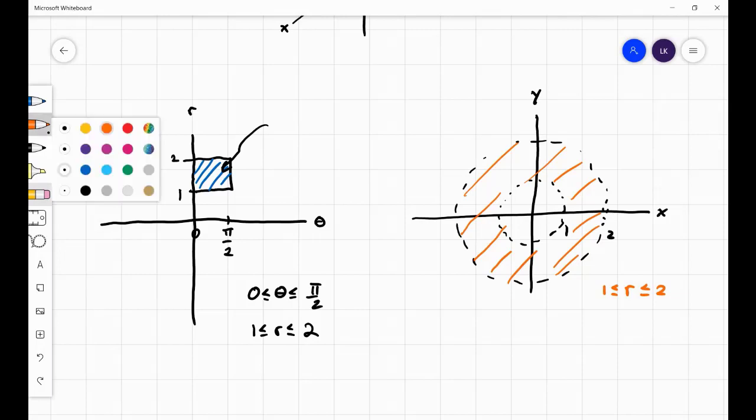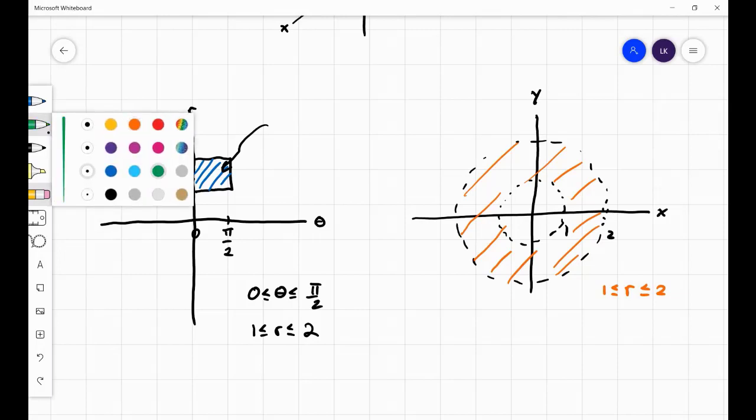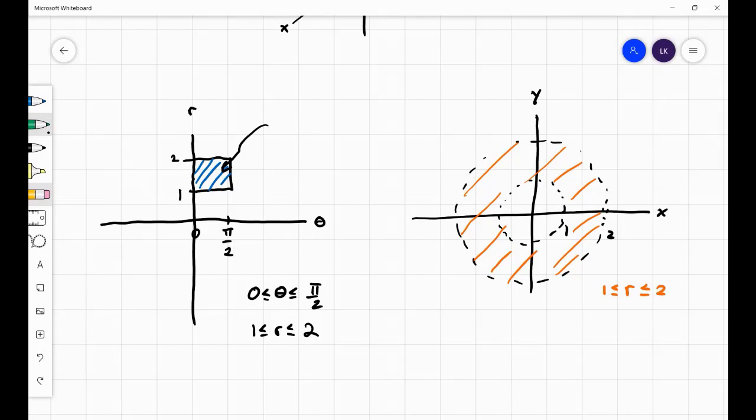Yes, I'm sorry, you're anticipating what I was going to do next. What about the region where theta is between 0 and pi over 2? Well, on the xy plane, theta is the angle we make with the positive x-axis. So theta equals 0 corresponds to points on the positive x-axis. Theta equals pi over 2, 90 degrees, corresponds to points on the positive y-axis. So the first quadrant is described by this green inequality.